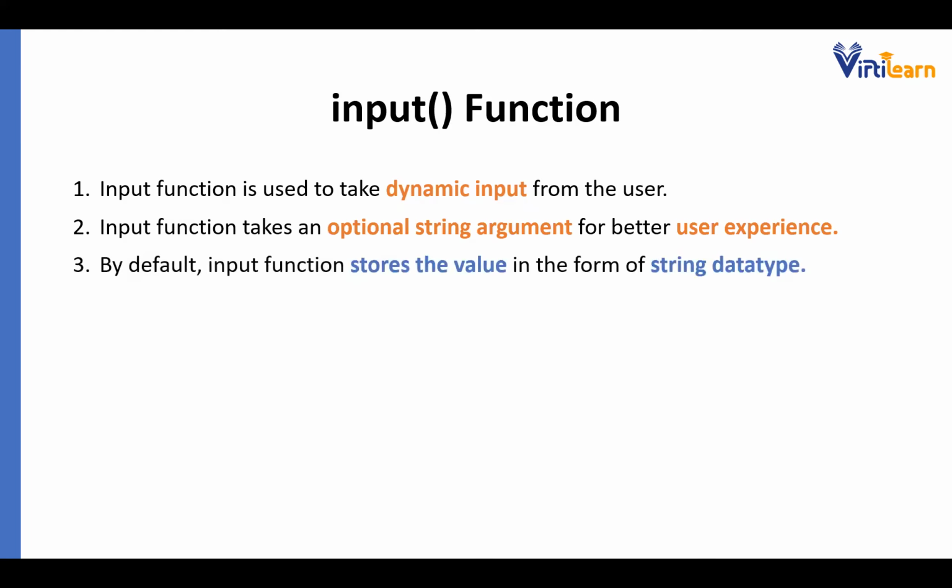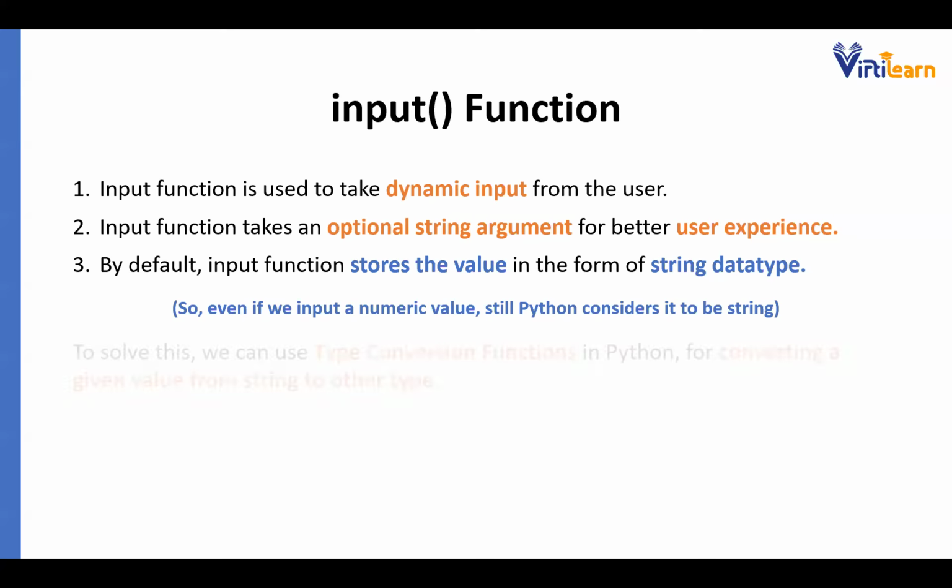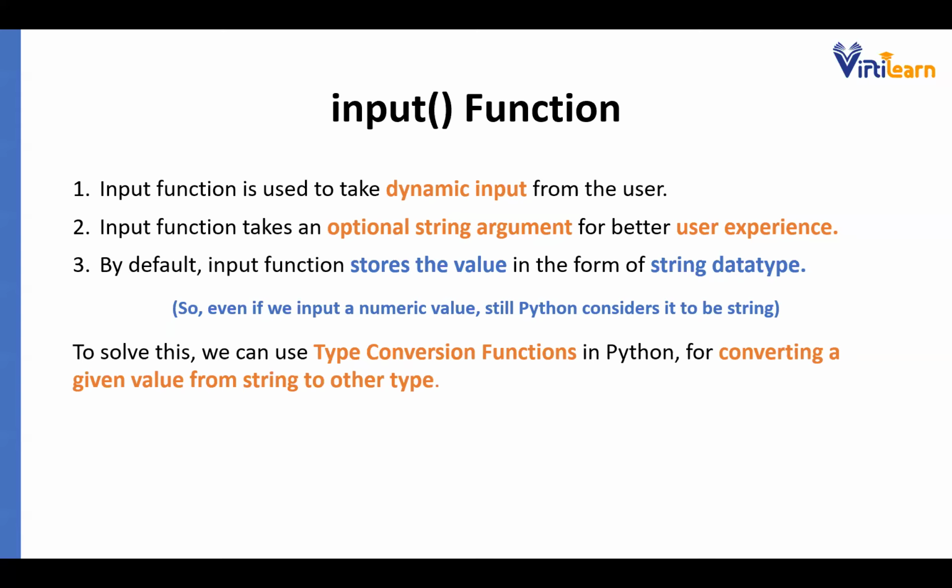And by default, what is the data type? It is going to store all the input values as string, even if you enter a numeric value. Then next, in order to take input in different data types, we need to convert them. We have different functions again. Again, what is a function? It performs some task. What does the int function do? Converts anything into integer. What does the float function do? Converts anything into floating point value. That is about the input function.